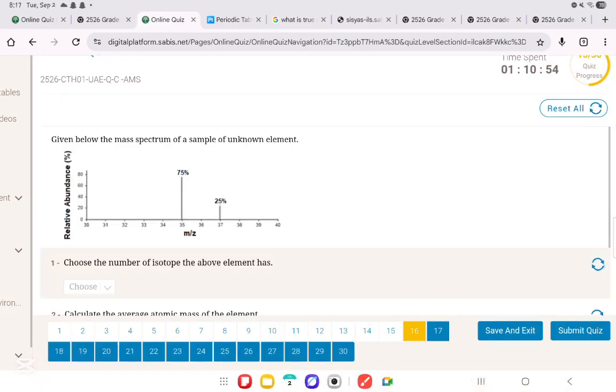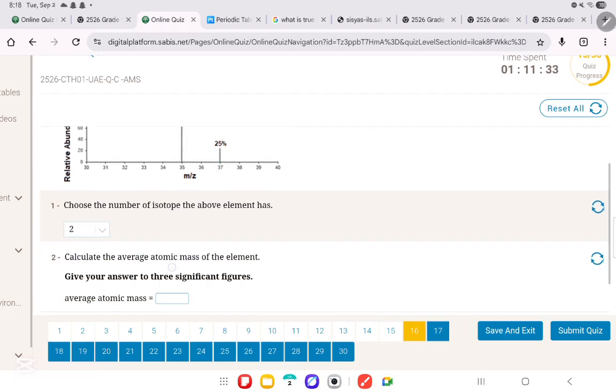We've seen this so many times. If you don't know this, it's a crime if you don't know how to do this. So choose the number of isotopes of the above element. How do we know how many isotopes it has? You just count how many percentages you see. You see 1, 2 percentages, that means it has 2 isotopes.